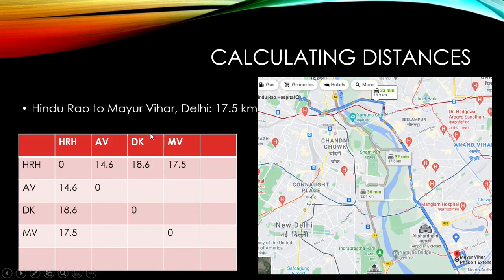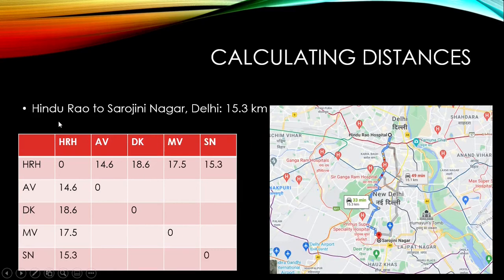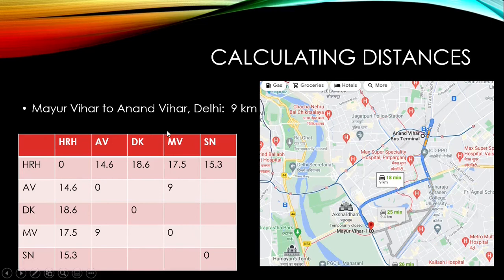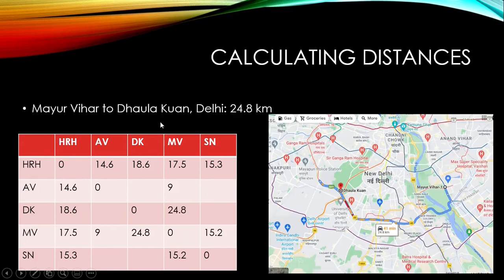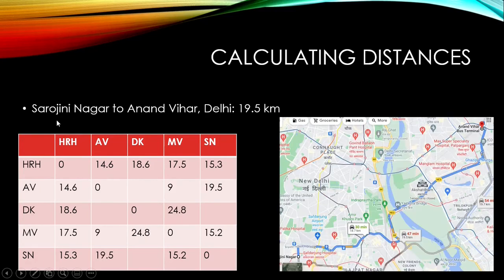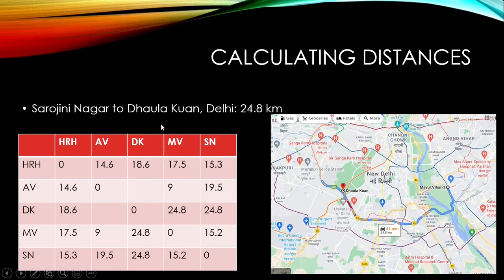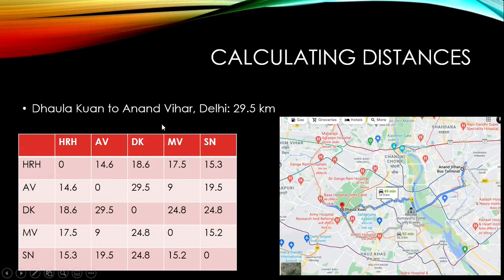Then distance from Hindu Rao to Mayur Vihar, then distance from Hindu Rao to Sarojini Nagar, then distance from Mayur Vihar to Anand Vihar, then distance from Mayur Vihar to Sarojini Nagar, then distance from Mayur Vihar to Dhaula Kuan, then distance from Sarojini Nagar to Anand Vihar, then distance from Sarojini Nagar to Dhaula Kuan. So this is how we complete the input matrix.